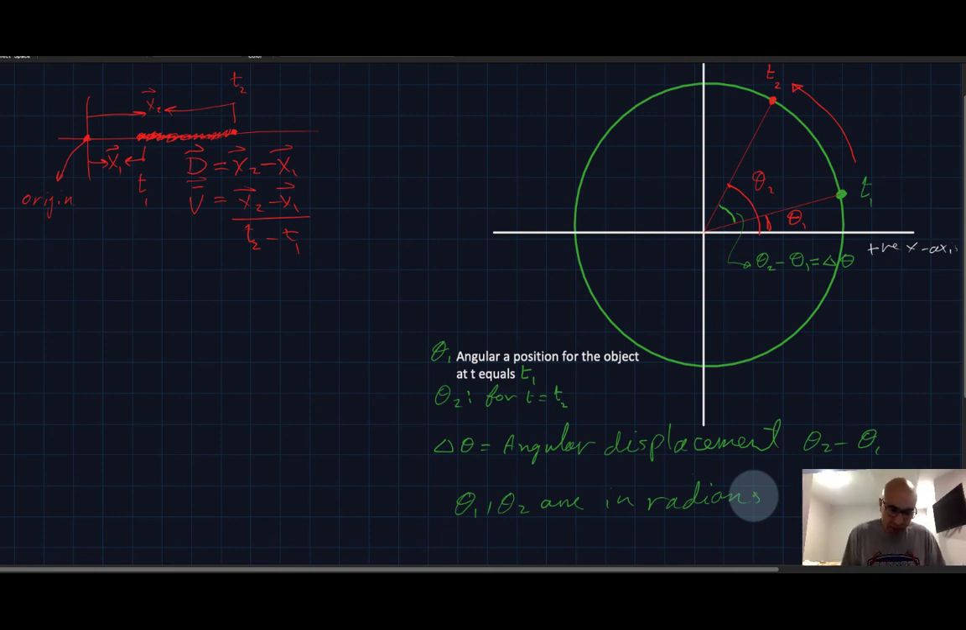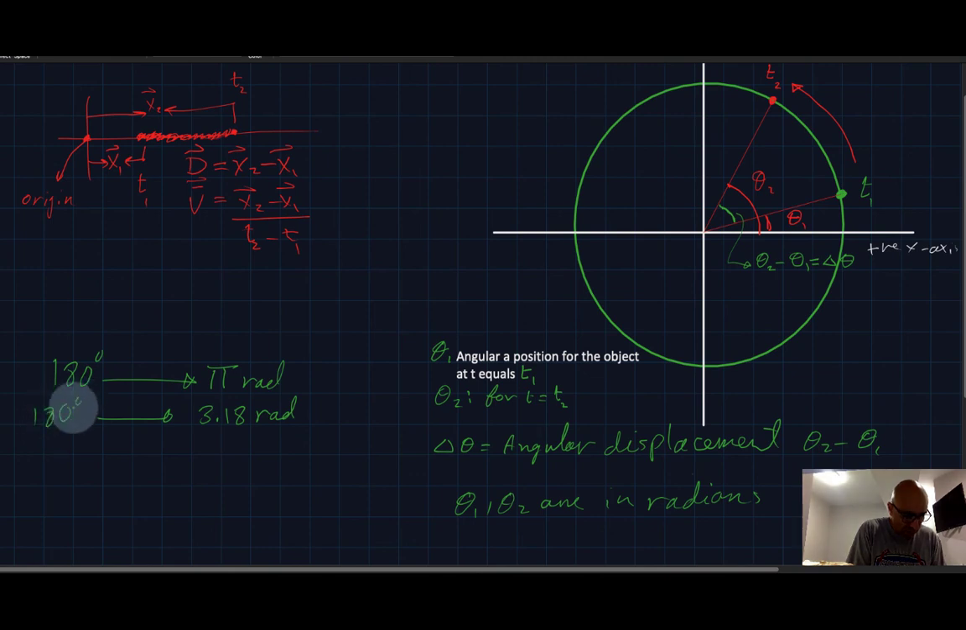For example, if the angle is 180 degrees, in radians that is pi rad, and you know pi is equal to 3.14 as a number. So 180 degrees is 3.14 rad. As a quick example, what is 45 degrees in radians or rad?